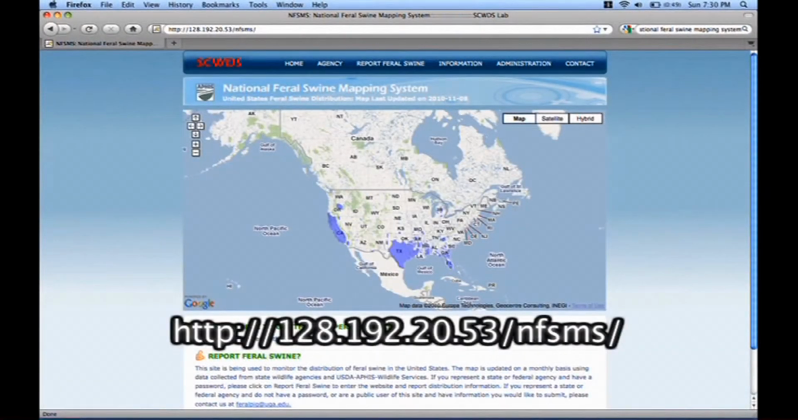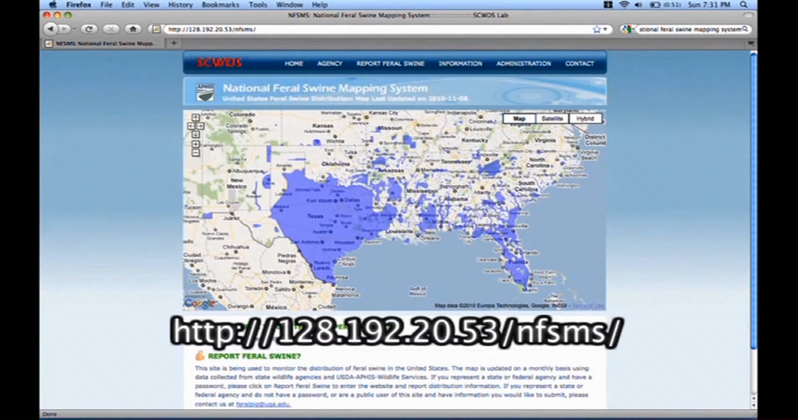The Southeastern Cooperative Wildlife Disease Study has been mapping the distribution of feral swine in the United States since 1982. We have a website, National Feral Swine Mapping System. Anyone, the general public to agencies, can go on the home page and look at the current up-to-date data on the distribution of feral swine.